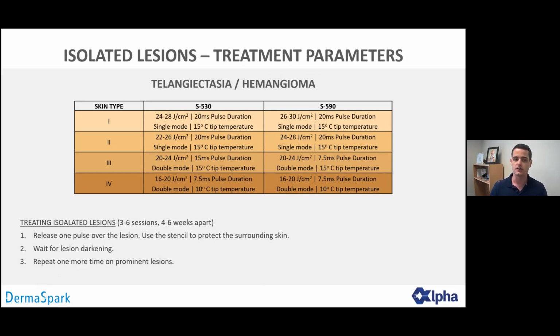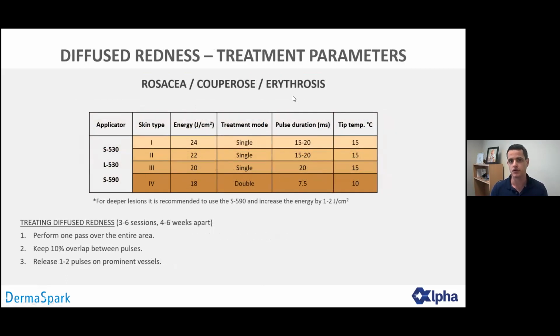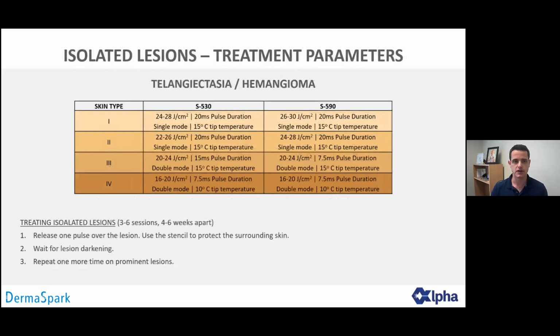You wait for lesion darkening. We are expecting to see, also when we treat for diffuse redness, areas that have prominent vessels, dilated vessels, that those vessels are getting darker after 1 pulse. If they don't, then you wait a few minutes and then you simply repeat it 1 more time, and you can increase the joules by 1 or 2 joules per centimeter square. All right. So these are the parameters for telangiectasia and hemangiomas, and these were the parameters for rosacea and couperose skin. And you have those in your quick reference guides.